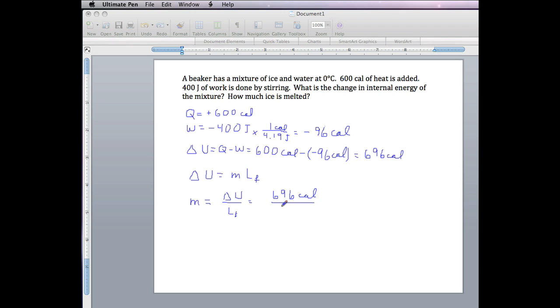We can look up the heat of fusion of water and find that that's 80 calories per gram. When you divide that, you get approximately 8.7. And when you simplify the units, you get grams. So 8.7 grams of ice was melted.